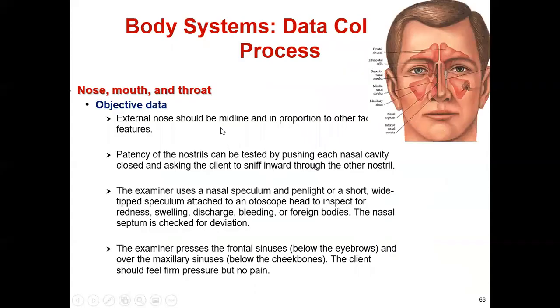Next, let me talk about the nose, mouth, and throat. In this picture, we can see some of the sinuses. These are the bones, and these bones contain air. Because of these bones and because of this air content, our head is lighter.